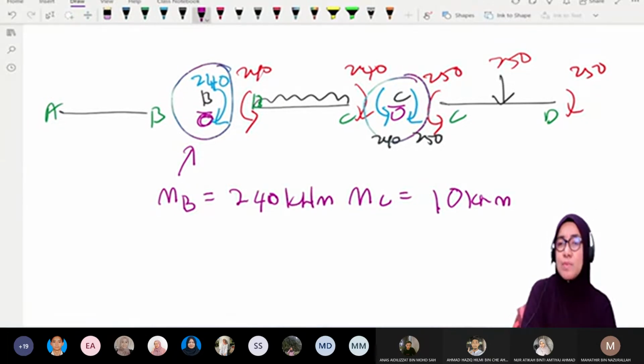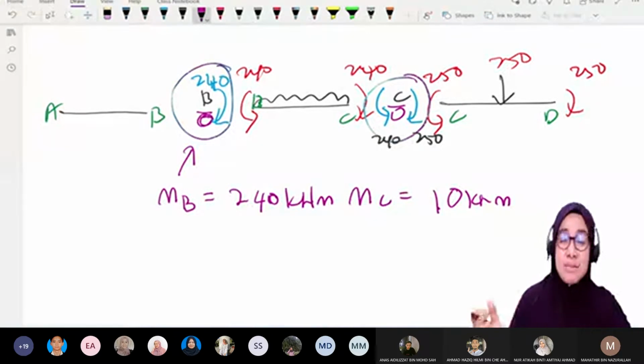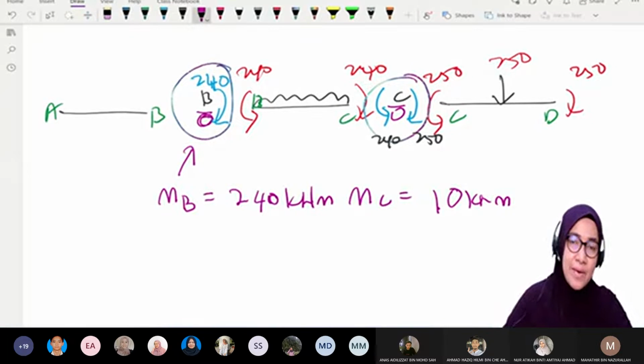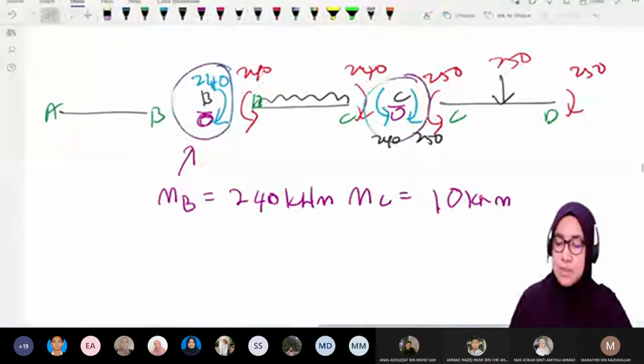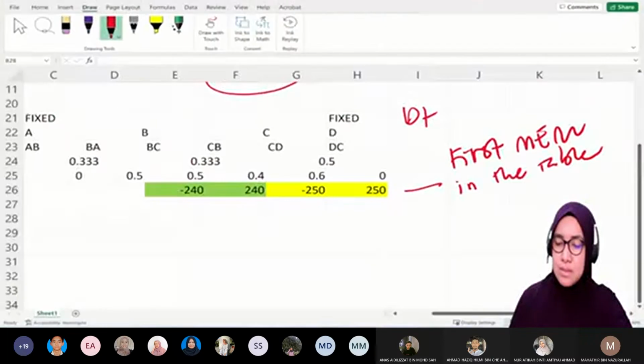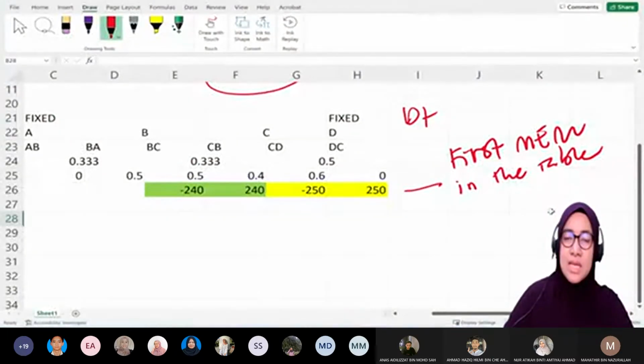We don't write this down. When we do the moment distribution method, we directly use the table and all the values inside it. But today I want to illustrate what is behind the scene, behind the table. Behind the table, this is the diagram, the things that you see in this table.